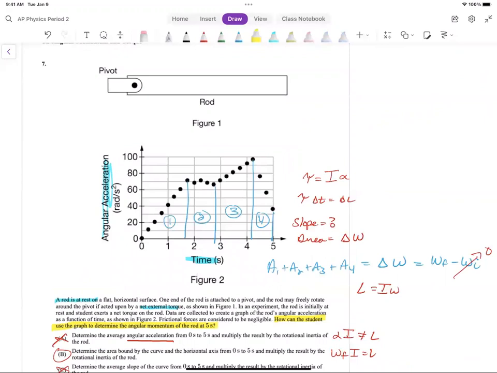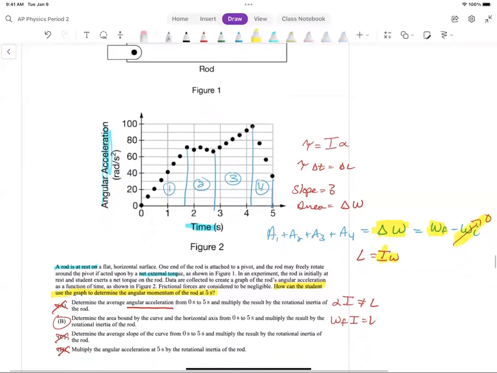Angular momentum is equal to the rotational inertia times angular velocity. This thing started at rest, so its initial angular velocity was 0. If I know the change in angular velocity, which is the area, then I know the final. And they want to know the final angular momentum after 5 seconds.